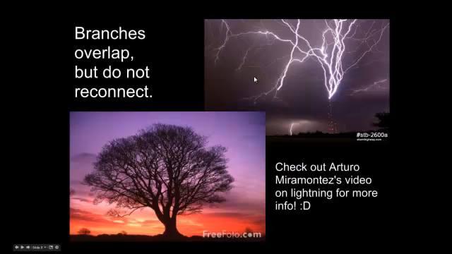Illustrators commonly connect these branches of lightning together, but it's best to think of this as tree branches. They do overlap, and they seem to reconnect, but in reality, they're all different separate branches.